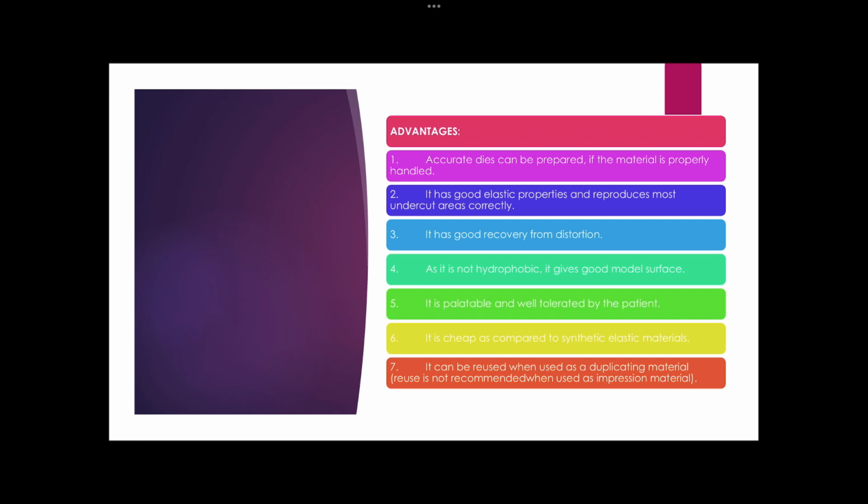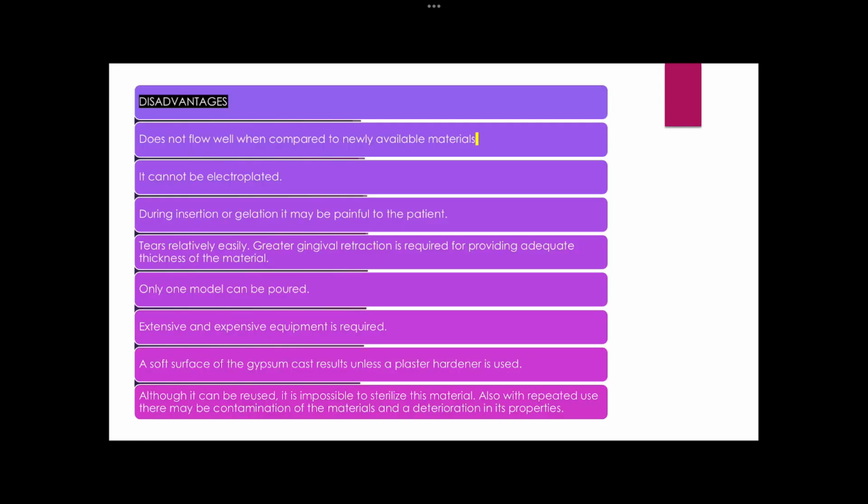It is cheap as compared to the synthetic elastic materials. It can be reused when used as a duplicating material. Reuse is not recommended when used as an impression material. So these are the advantages of agar. Okay. Now let's see what are the disadvantages.